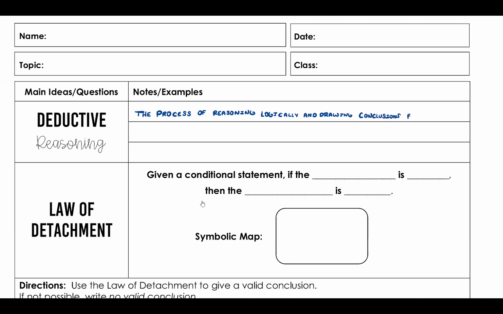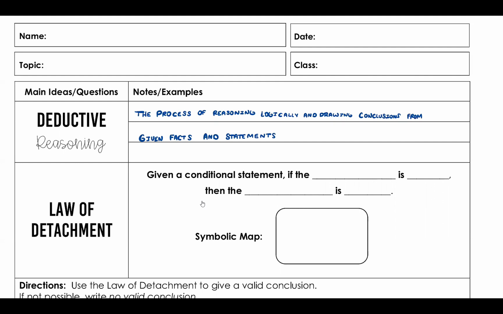From given facts and statements. That was a mouthful. Okay, so deductive reasoning is the process of reasoning logically and drawing conclusions from given facts and statements.